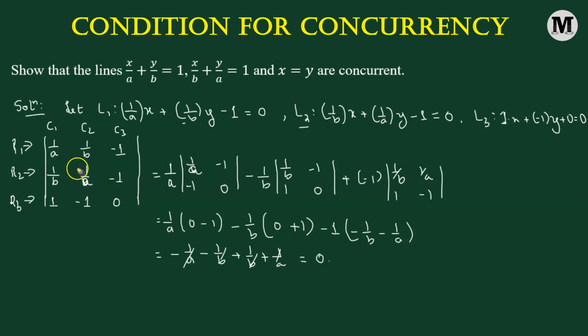So what we have obtained, we have seen here that the determinant is 0, which is the condition for concurrency. So this implies that the lines L1, L2 and L3, the lines that we have considered, these three lines are concurrent. They must be concurrent. That means they are going to have a common intersection point.